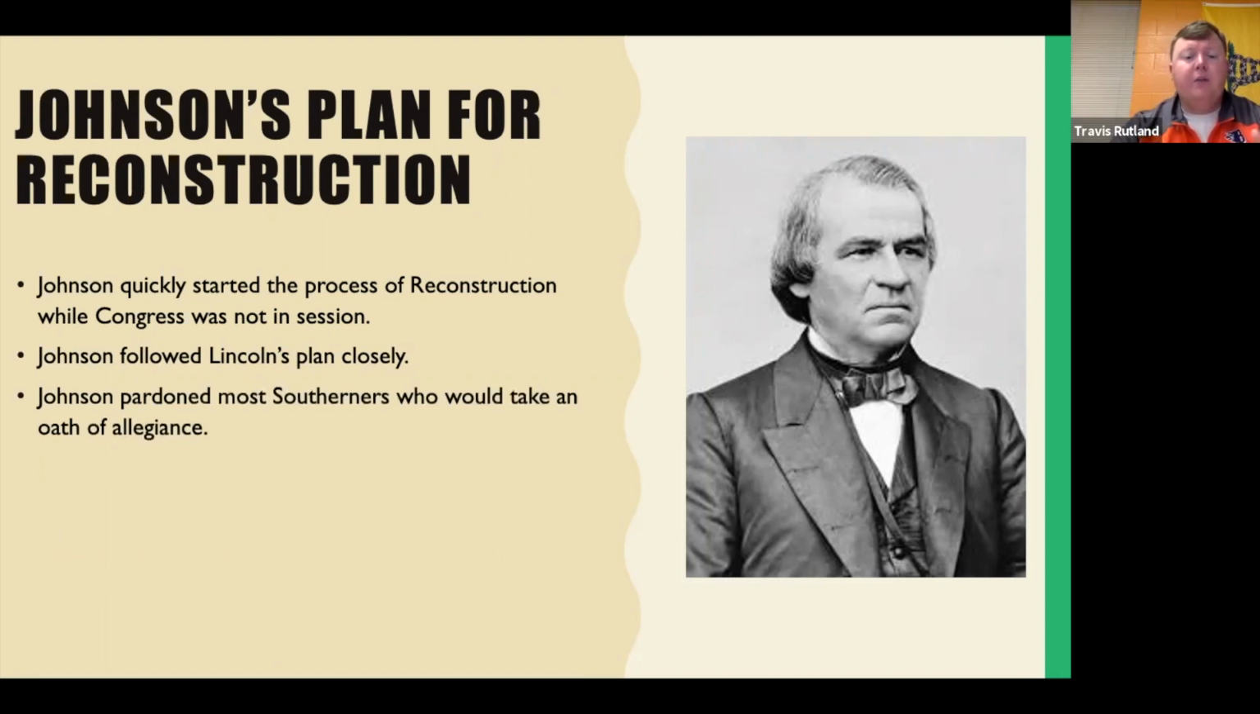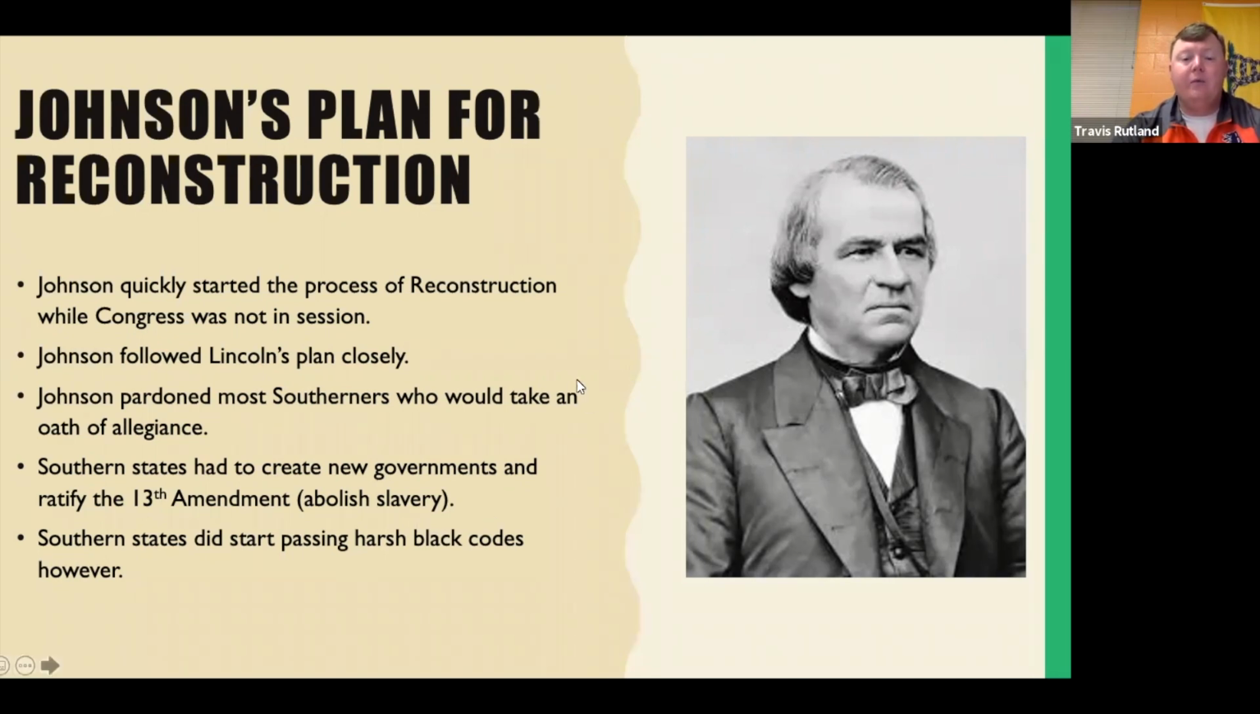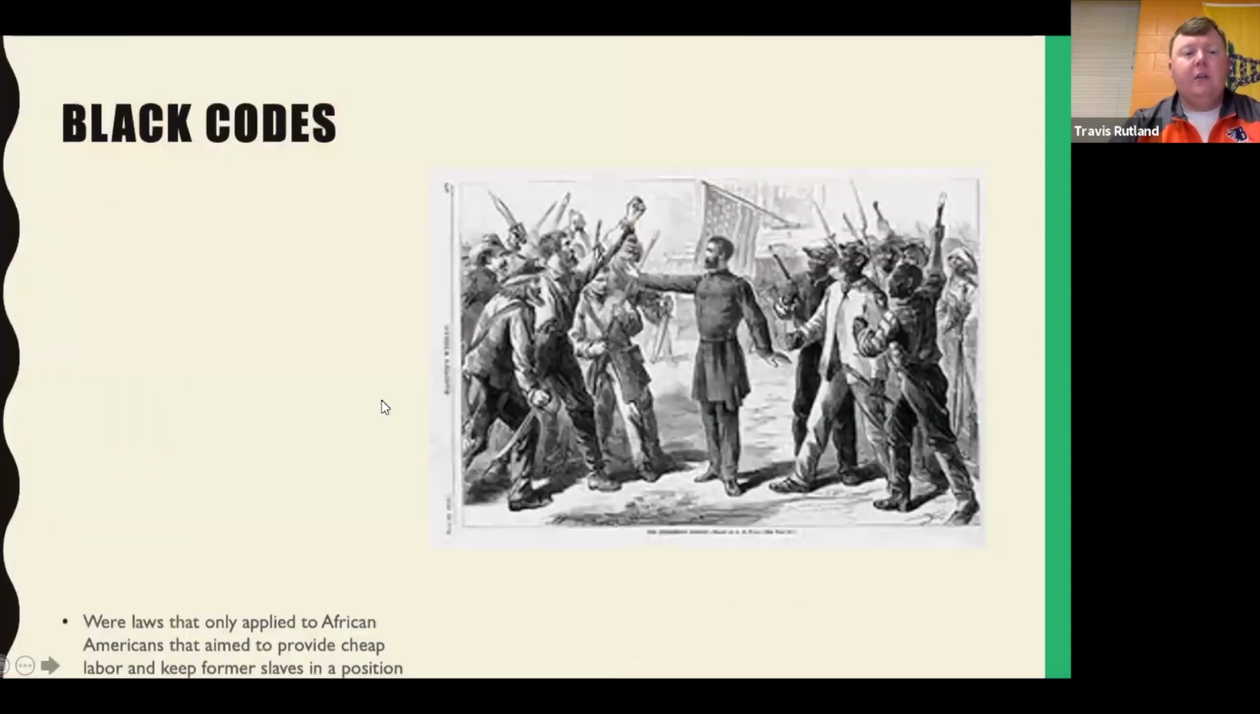He pardoned most Southerners who would take an oath of allegiance. And the Southern states had to create new governments and ratify the 13th Amendment, which abolished slavery. But the southern states did start passing harsh black codes. Okay, and that's kind of the bad part of Johnson's plan for Reconstruction. So let's look at black codes.